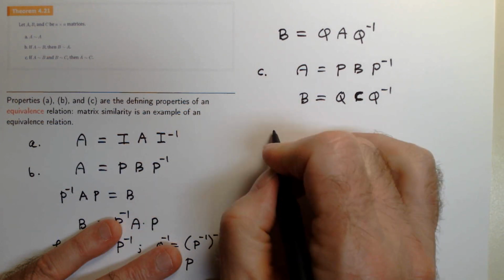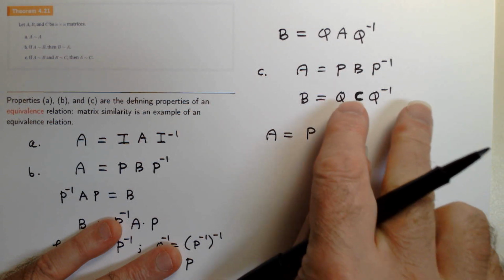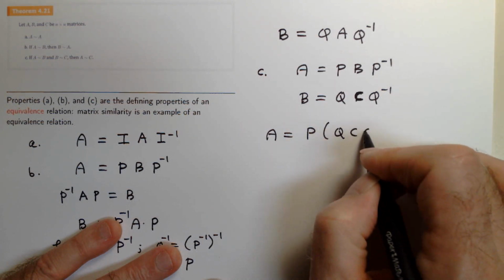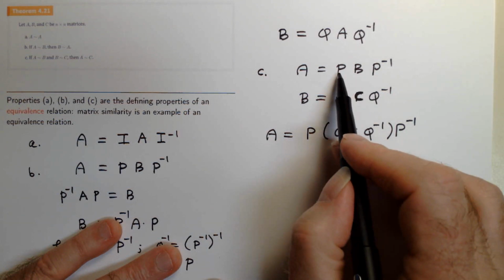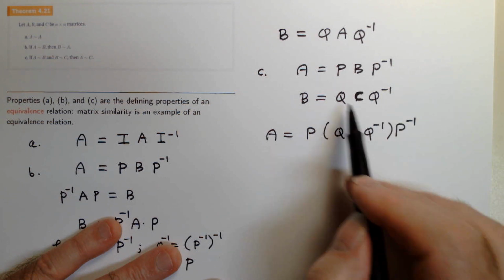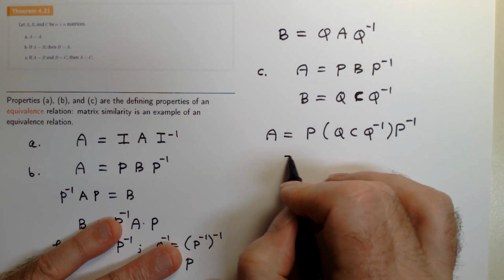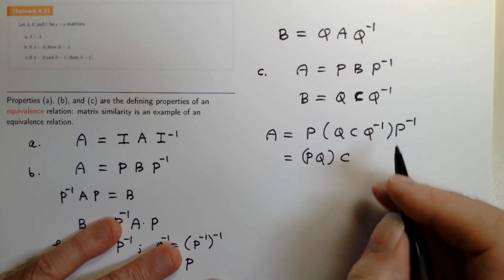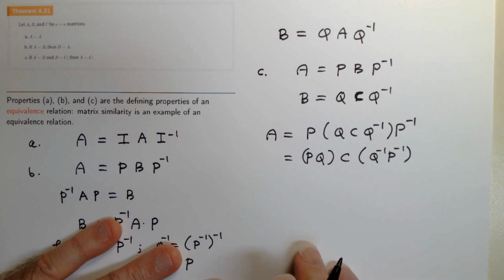And here's what we're going to do. In place of B here, I'm going to write Q, C, Q inverse. So I've just taken this relationship here, and in place of B, I've represented B using this similarity relationship. B is Q, C, Q inverse. Now I'm just going to reassociate. I'm going to think of this as P times Q times C times Q inverse P inverse.